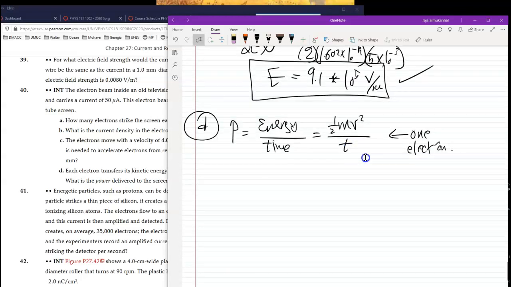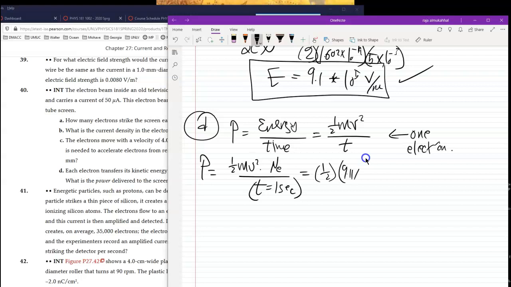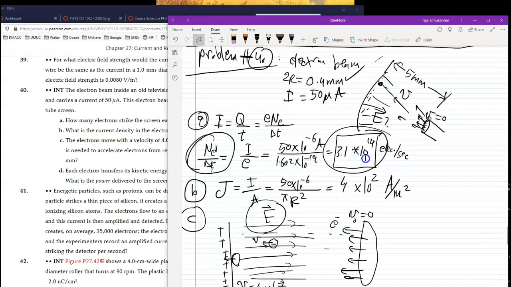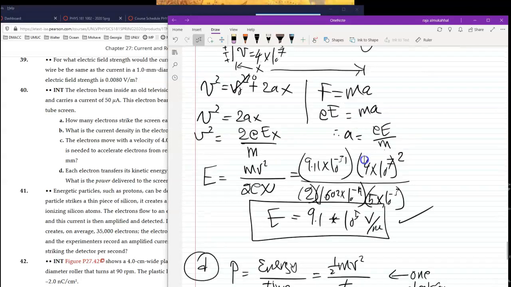So now, the power for all electrons is 1/2 mv squared times n sub e over t, for 1 second, that is. This t is 1 second only. So I have 1/2 times the mass of the electron, 9.11 times 10 to the negative 31, times the velocity, 4 times 10 to the 7, squared, times the total number of electrons. What is it? 3.1 times 10 to the 14.